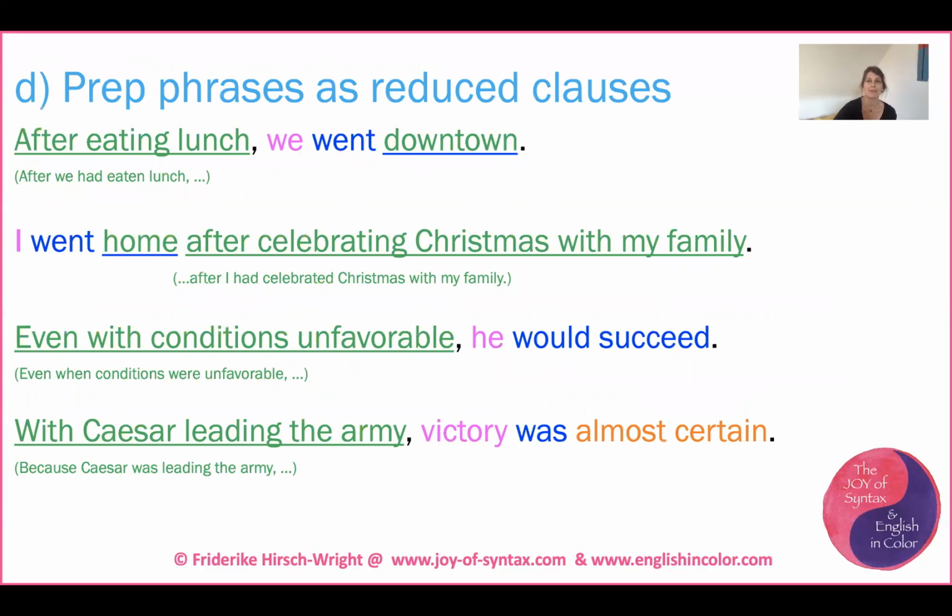Prep phrases can be reduced clauses. After eating lunch, we went downtown. I could also say after we had eaten lunch, we went downtown, but I can reduce this clause to a prep phrase. After eating lunch, we went downtown. And after we had eaten lunch would be the adverbial subclause, functioning as adverbial, and after eating lunch is still the adverbial, but it is a reduced clause.